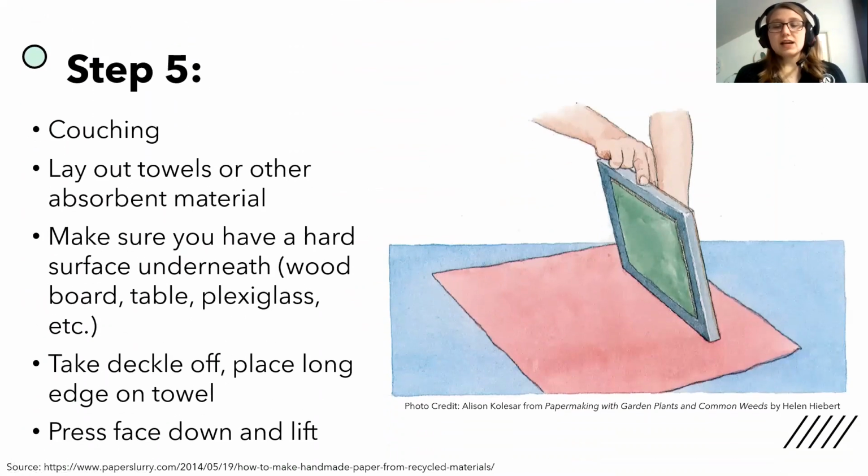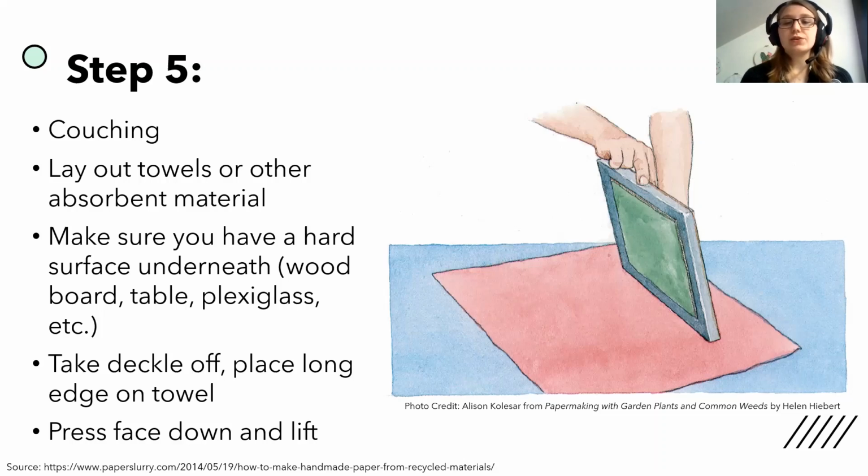And so this next step is called couching, which I just think is a really funny word. So what you do for this is you take the decal off of the mold, and then you lay out a towel and transfer that paper slurry onto that absorbent material. In one motion, you'll put down the mold on its side, and then you'll flip it over so that the slurry is on top of the towel.